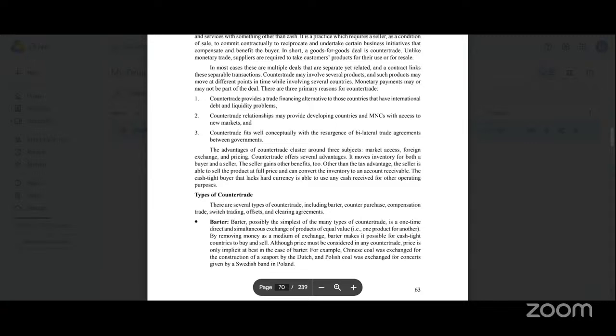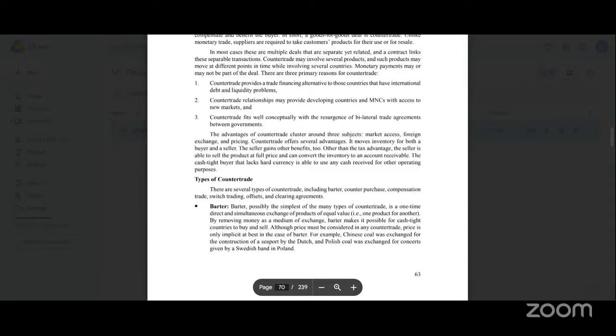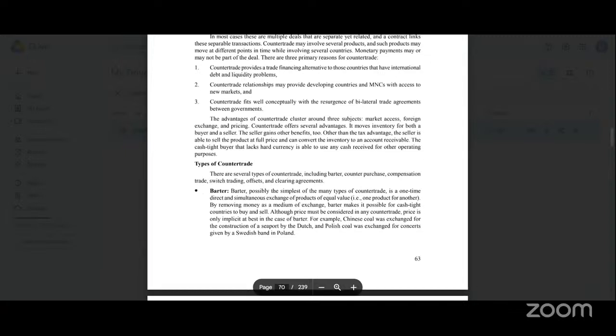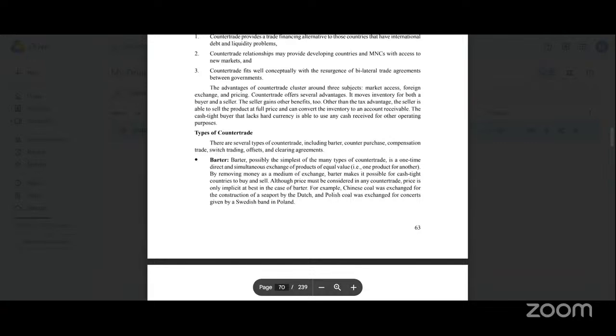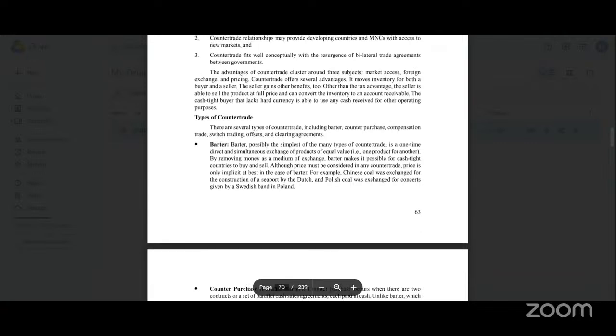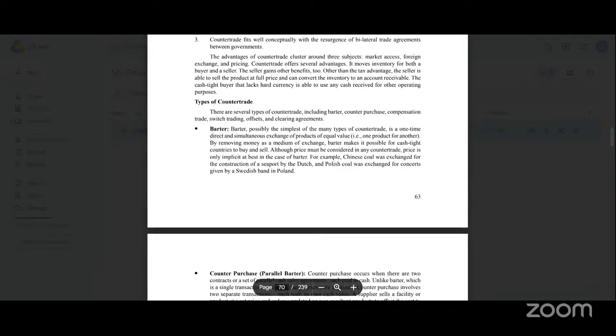Counter trade provides a financing alternative to countries which may have some debt and liquidity problems. It may also work well in new markets or in bilateral trade agreements between various governments. The advantages of counter trade are primarily around three factors: market access, foreign exchange, and pricing. It also has certain considerations, for example, tax advantage. If I'm able to sell my product at full price, then I can convert the inventory to an account receivable.